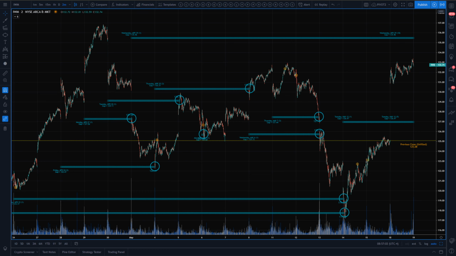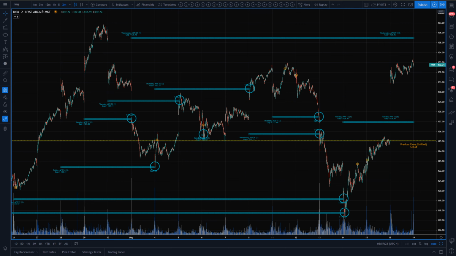starting with gap theory and why it's useful to any trader on identifying potential support and resistance levels or potential price magnets where the price is most likely going to visit in the near term.